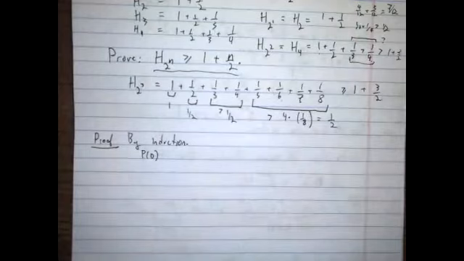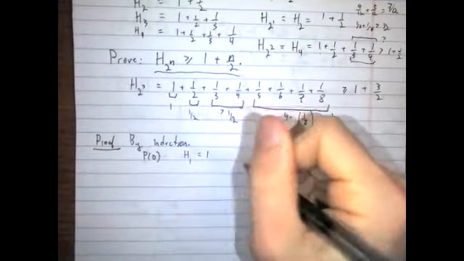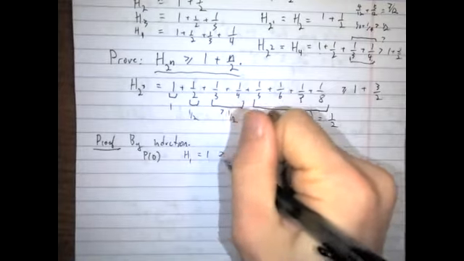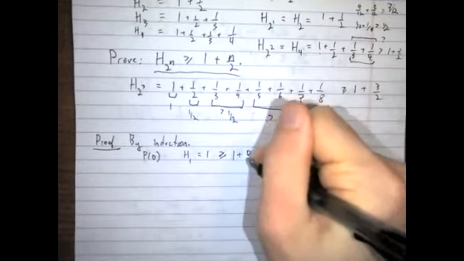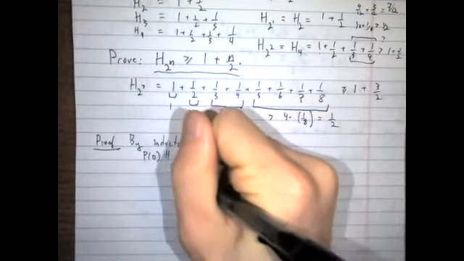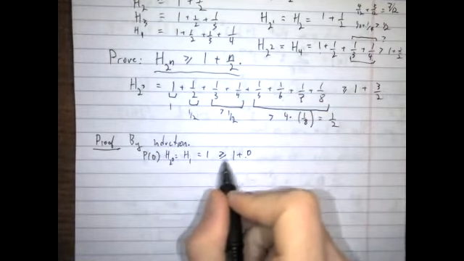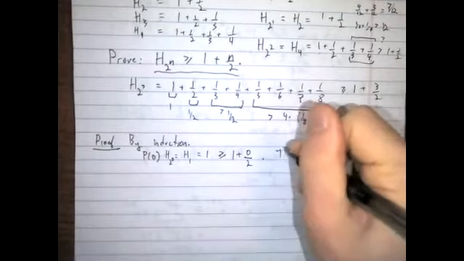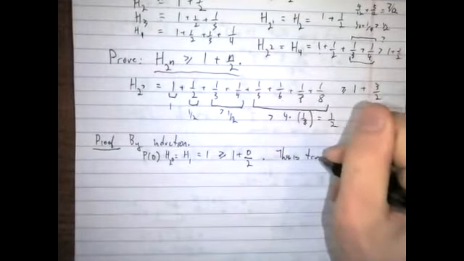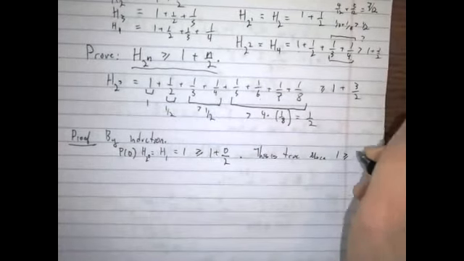P of 0 is going to be the statement that h of 1, which is equal to 1, is greater than or equal to 1 plus 0. So this is h of 2 to the 0 is equal to h1 is equal to 1, which is greater than or equal to 1 plus 0 over 2. This is true, since 1 is indeed greater than or equal to 1.